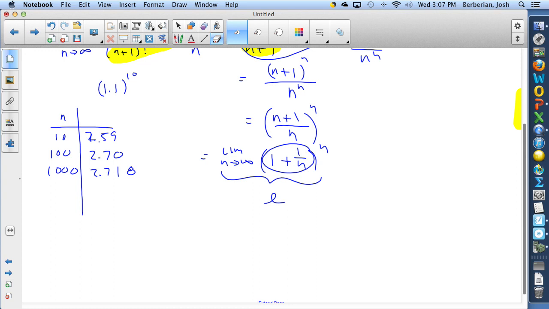This has nothing to do with the problem. All this tells us is, hey, this limit is e, it's bigger than 1. All we care about is that it's bigger than 1, so the series diverges. But interesting, right? Very interesting.